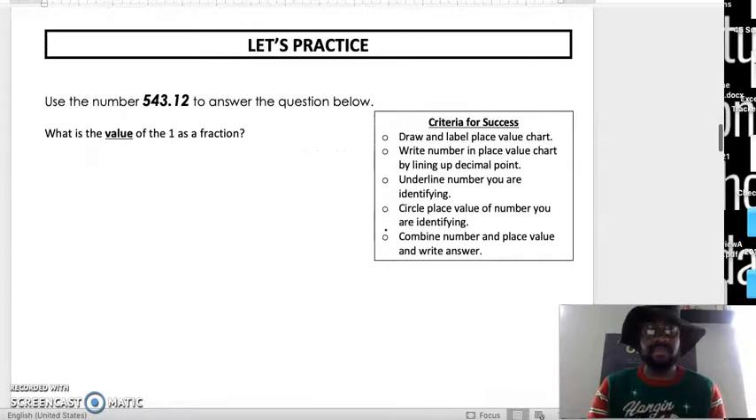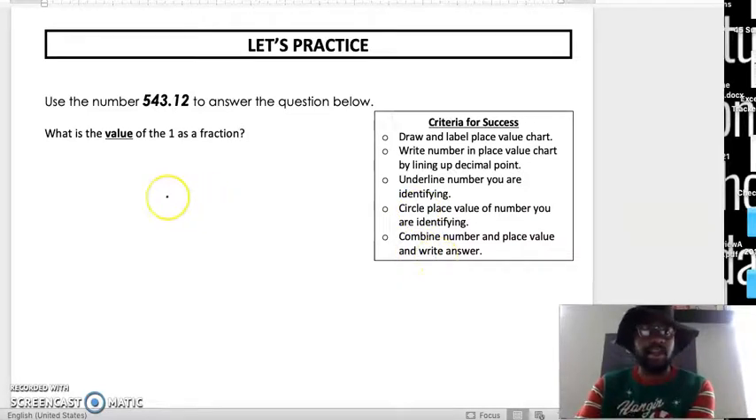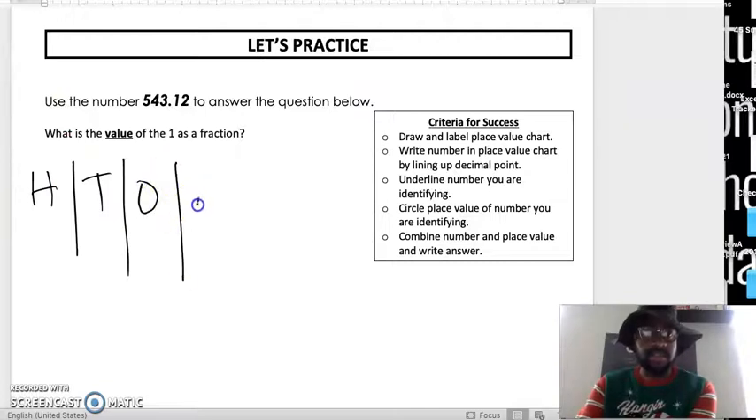Same thing for this problem. It says, use the number 543.12 to find the value of 1 as a fraction. So I'm going to go through my same steps. Step 1 is always to draw and label my place value chart. Hundreds, tens, ones, decimal point, tenths, hundredths.